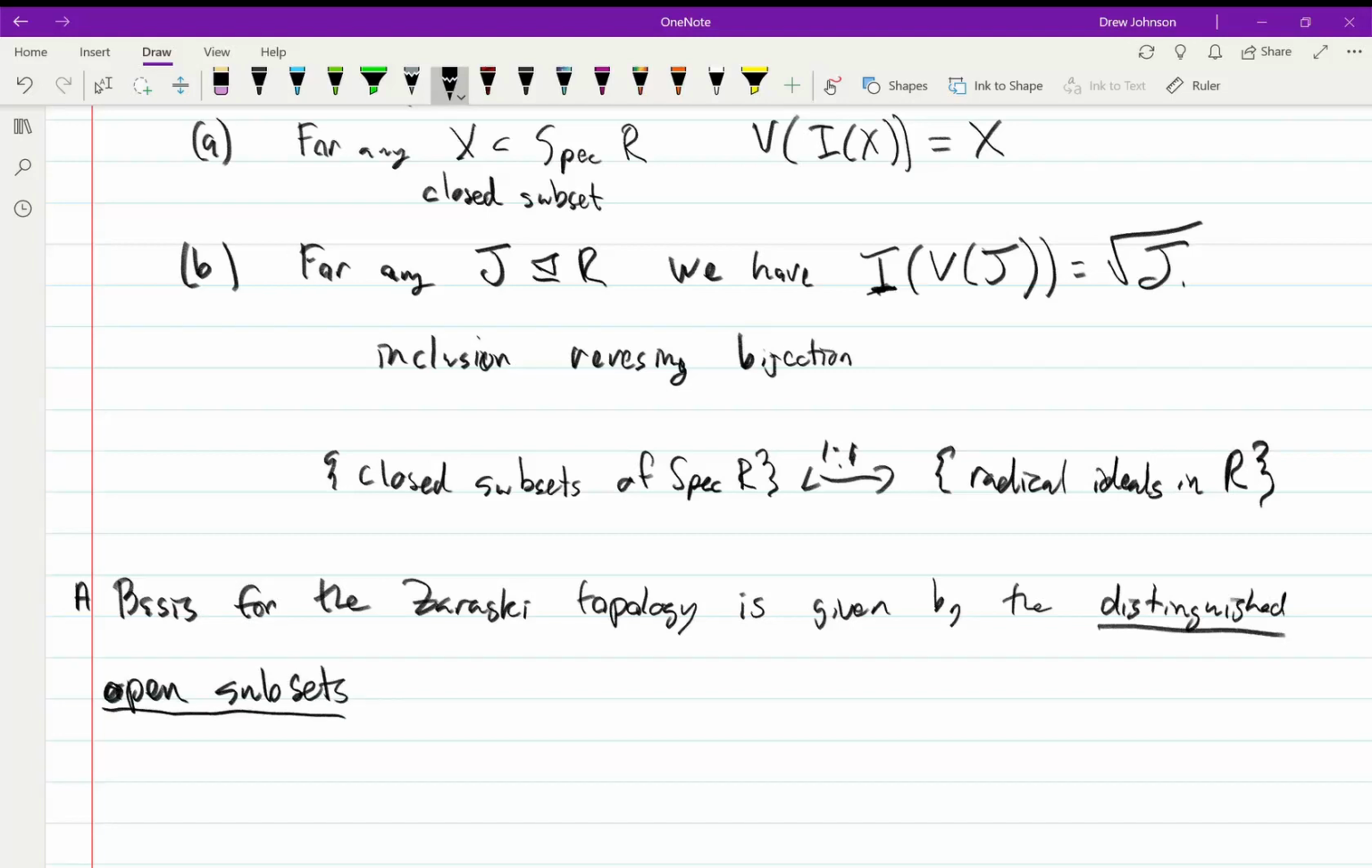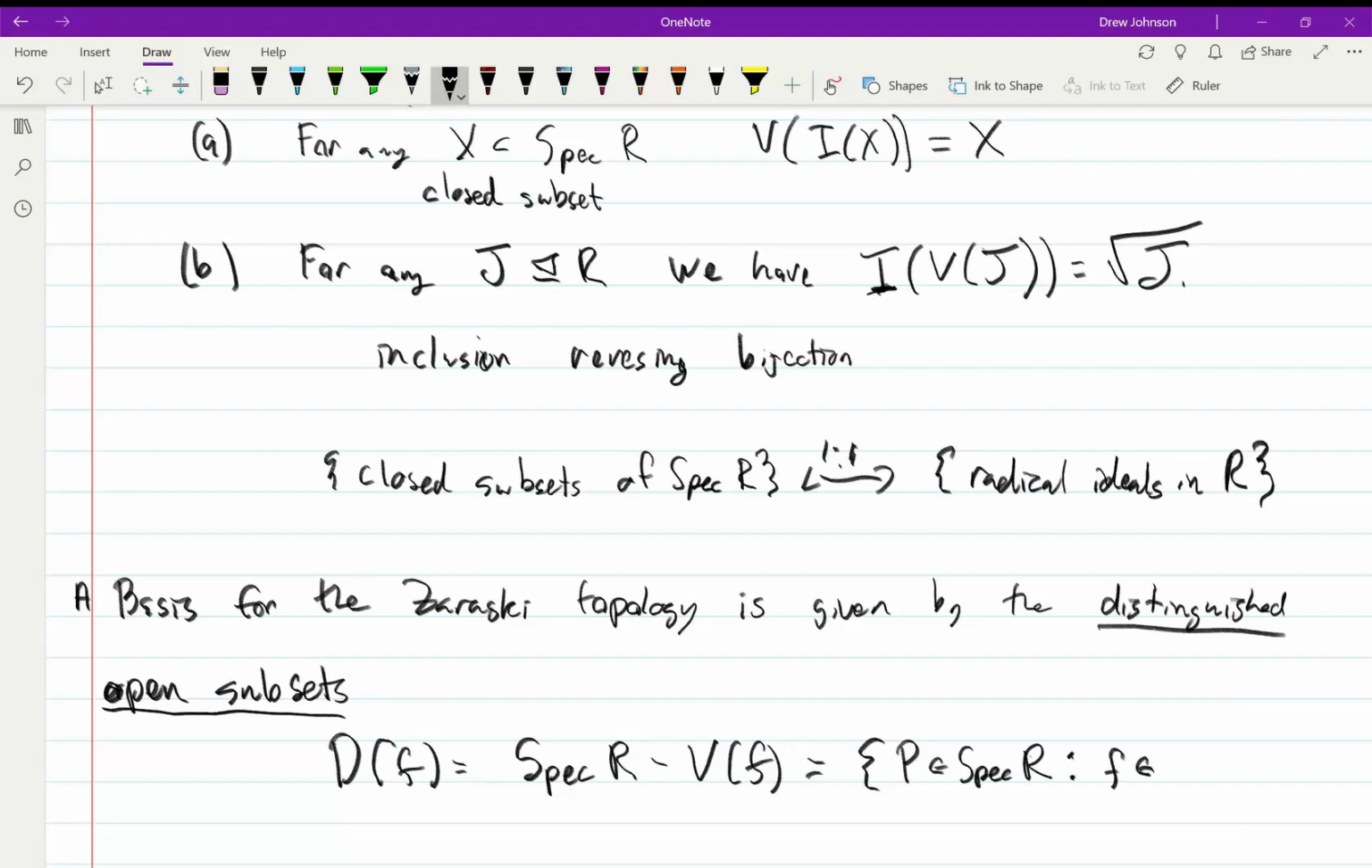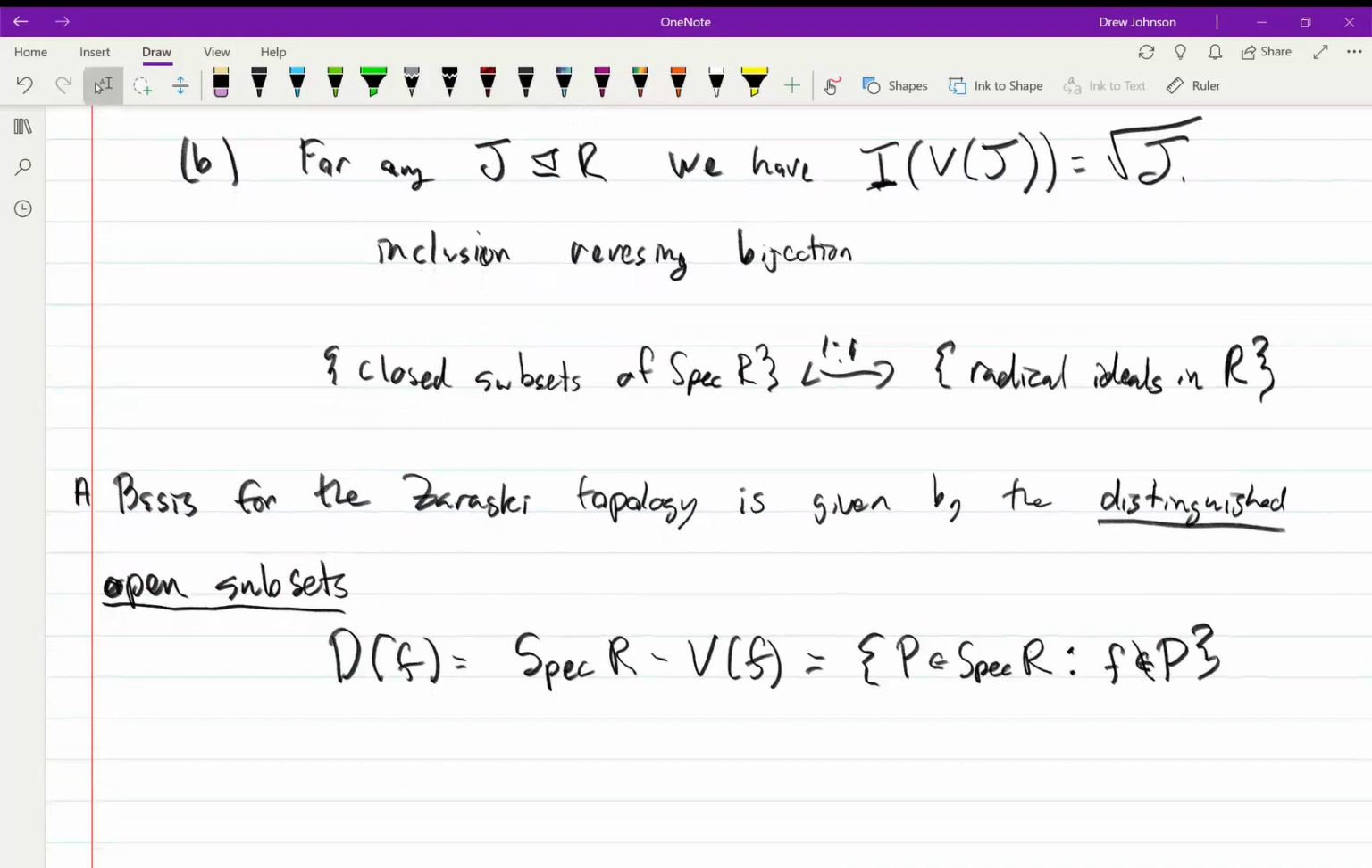Those are defined as the subsets of the form D of F, which is spec R minus the vanishing locus of F, right? You can also reformulate that in commutative algebra as all the prime ideals P in the spectrum such that F is not in P. You can think about why those are equal, and those distinguished open subsets form a basis for the Zariski topology for the same reason it works for varieties.